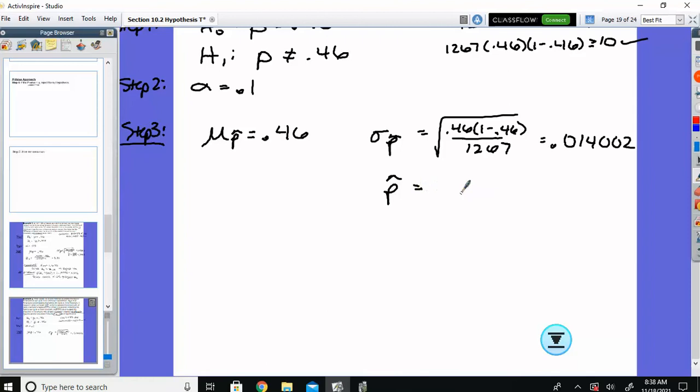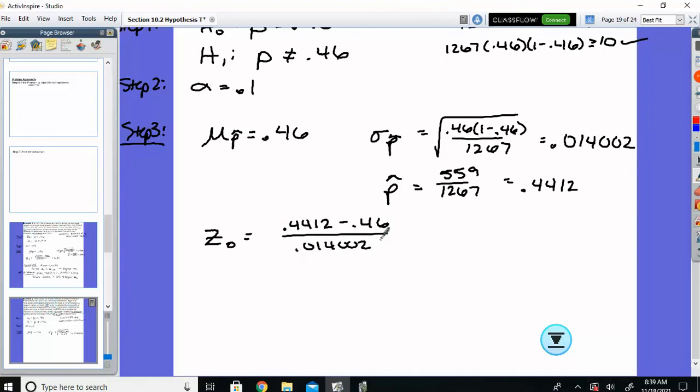We are also going to need our p hat in this problem. P hat is x over n. What was my x? And my n? So my p hat is 0.4412. So now let's find the z. You can call it z sub 0 for the z of the null if that helps you just kind of organize your stuff. So we do our value, which is the p hat, minus the mean, divided by the standard deviation. So I get a z of negative 1.34.